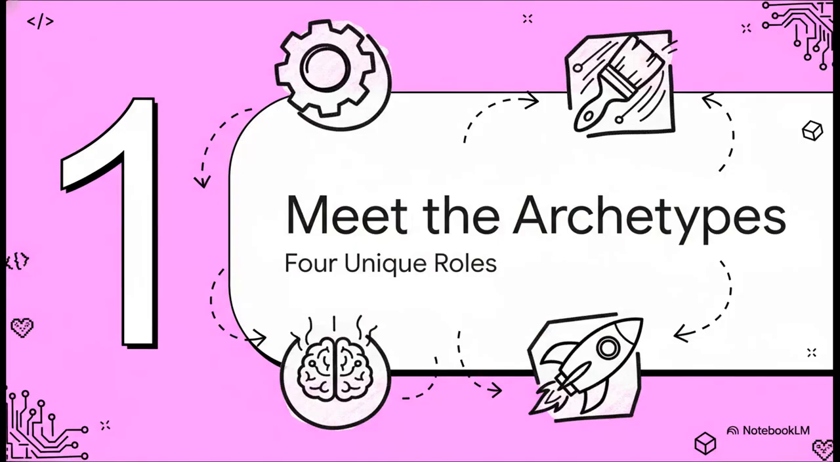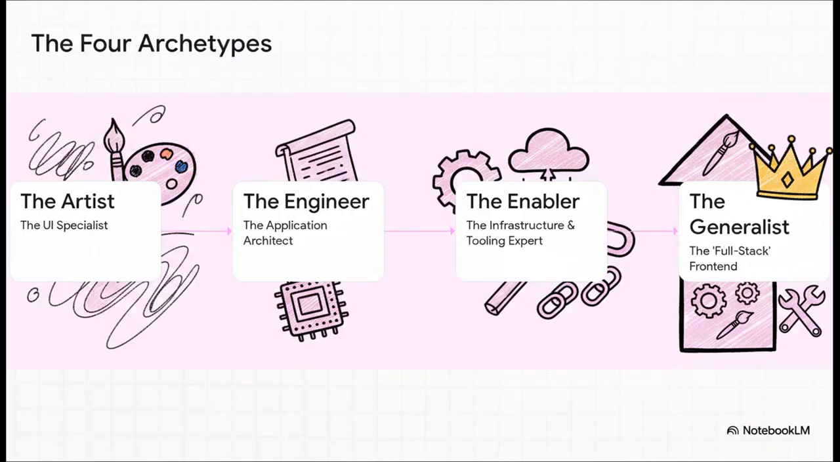We're going to dive into a model of 4 distinct archetypes. You could think of them as different flavors of front-end engineer, each one with its own unique focus, its own goals, and of course, its own set of superpowers. All right, so here they are. We've got the UI specialist, who we'll call the artist. Then there's the application architect, or the engineer. After that, the infrastructure and tooling expert, also known as the enabler. And last but not least, the full-stack front-end, or the product generalist. Okay, let's break down what really makes each of them tick.